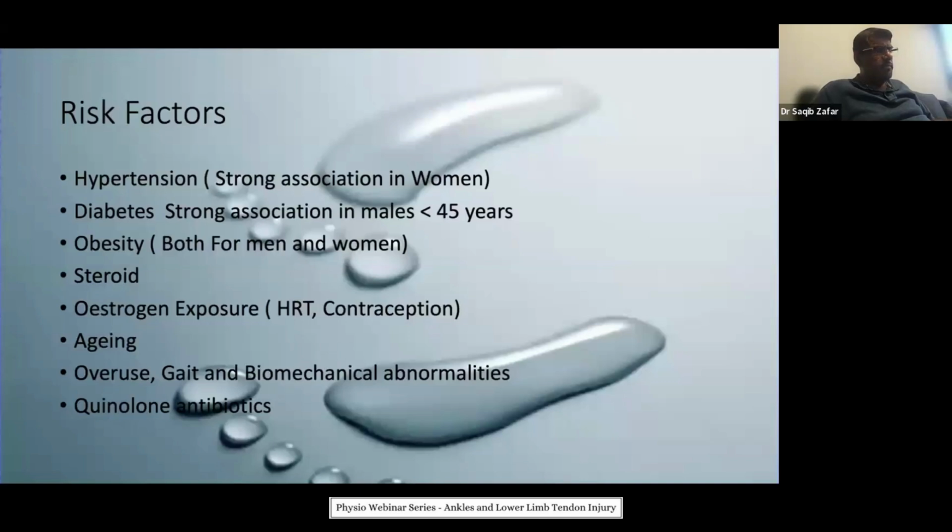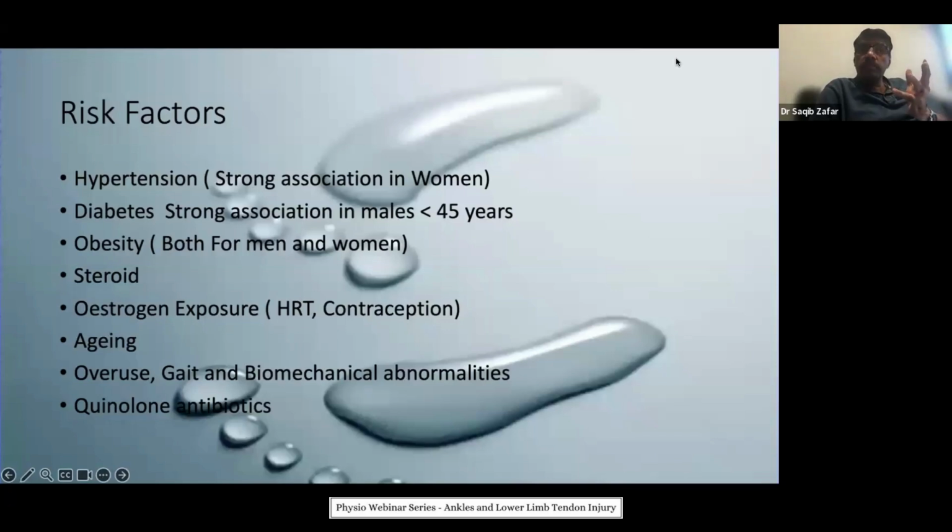Now, there are different risk factors that have been studied, and some associations have been found. And the main factors which we look at is, again, as I said, age is a main factor, where there is age-related reduction in tendon structures, and that can predispose to this tendinopathy. Hypertension has been associated with Achilles tendinopathy and plantar fasciitis. And there was a study done which looked at different factors and the association with this condition, and they found that in females, the hypertension has got strong association with Achilles tendinopathy itself.